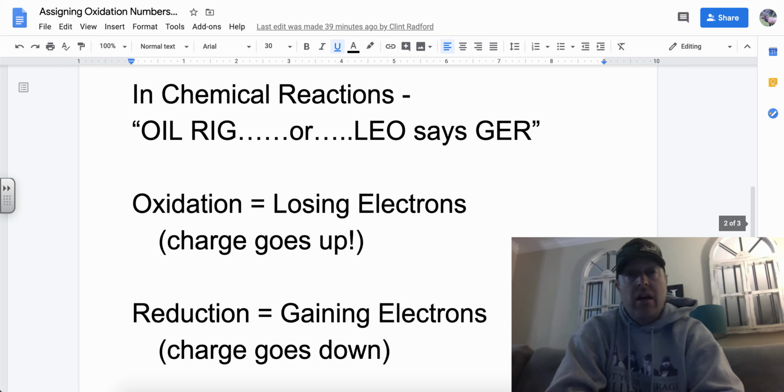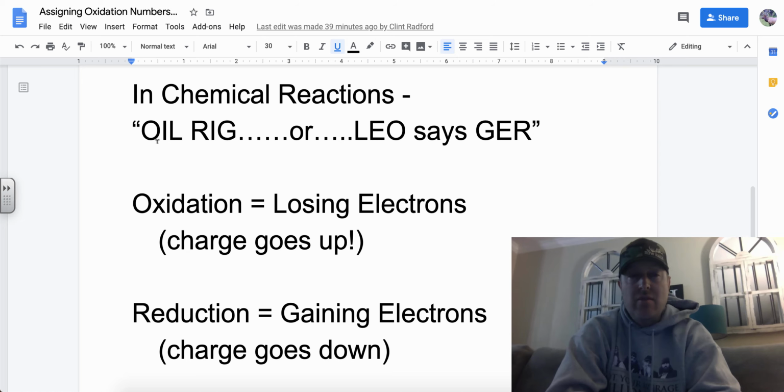And so we have two sayings that will help us to kind of track if something is being oxidized or if something is being reduced. Okay, and so the first one is OIL RIG. Oxidation Is Losing electrons. Reduction Is Gaining electrons. That's what that stands for. Or the other saying is LEO says GER. Losing Electrons is Oxidation and Gaining Electrons is Reduction. Whichever one you want to choose that works for you.